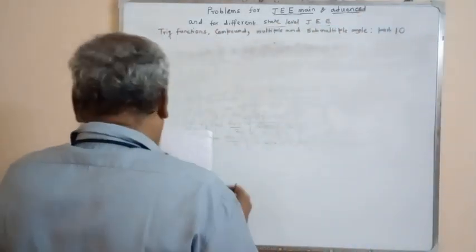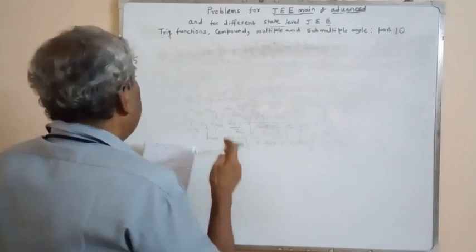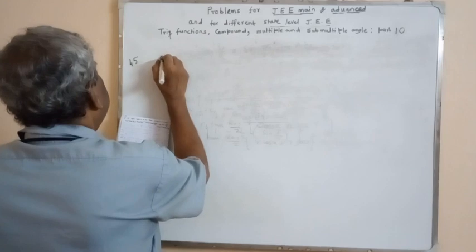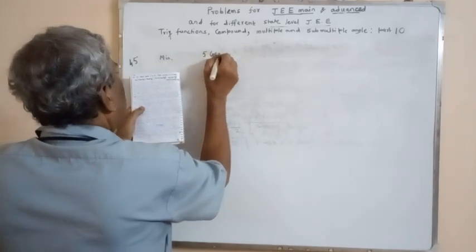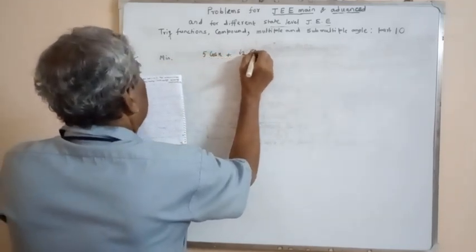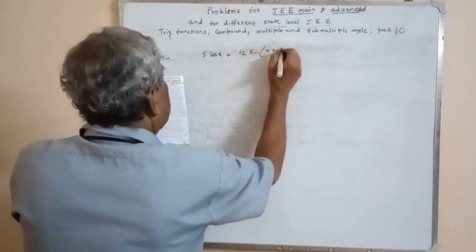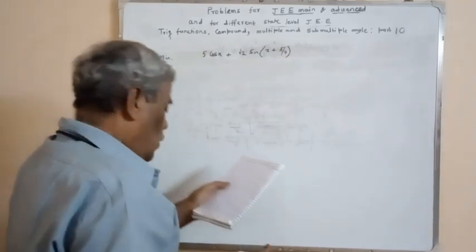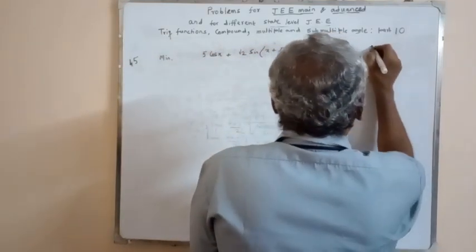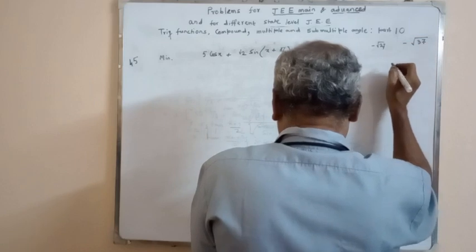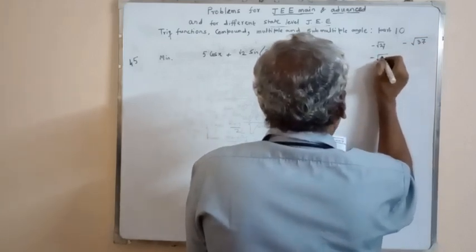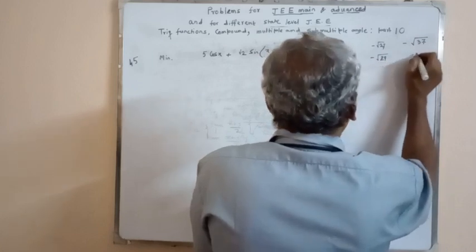First problem for this video is problem number 45, and the problem is the minimum value of 5 cos x plus root 2 sine of x plus pi by 4. Options: minus root 27, minus root 37, minus root 29, and minus 1.